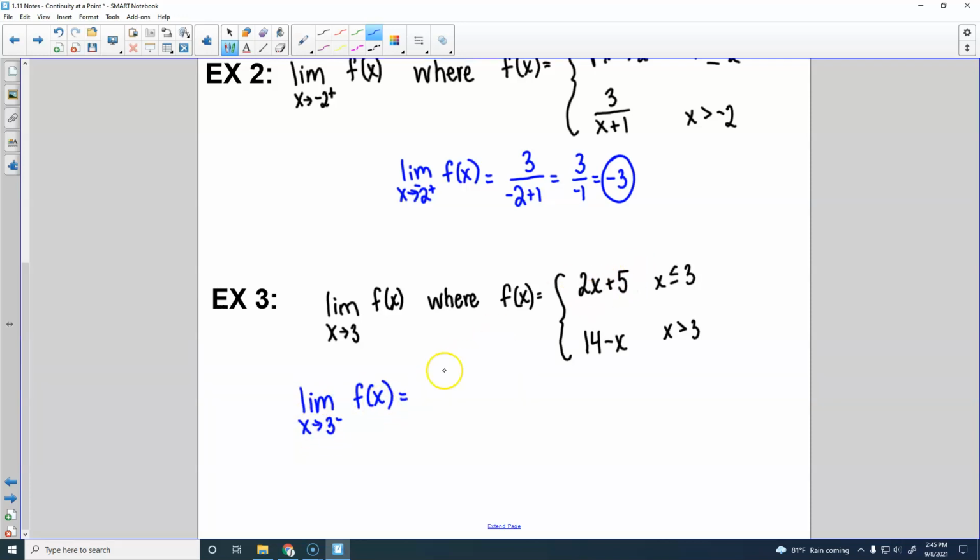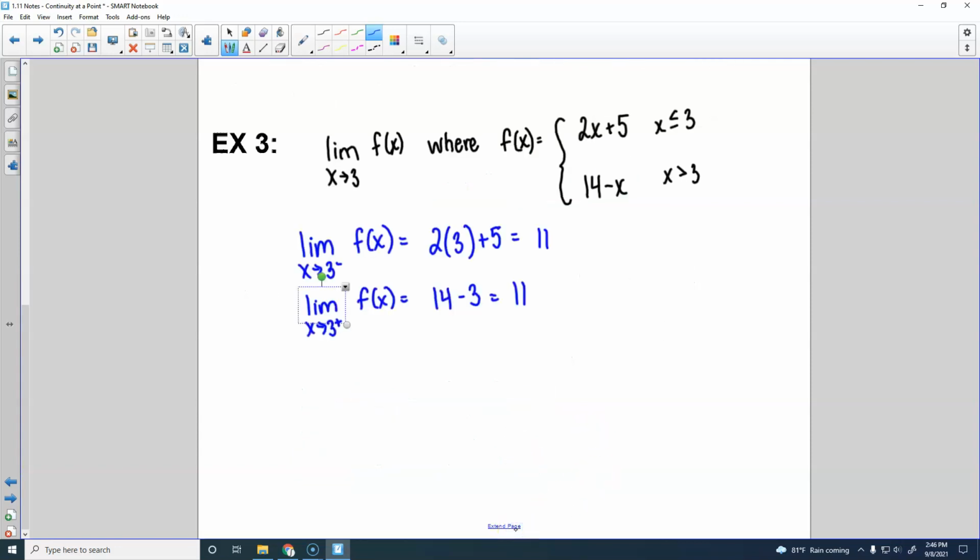So you've got to put this limit notation, limit as x approaches 3 from the left of f of x, and then you can show where you plug 3 into that top equation, because it's the one that's going to be on the left. So that's going to give you 6 plus 5, which is 11. So your limit from the left is 11. You also need to do your limit as x approaches 3 from the right of f of x, which is going to use that bottom function this time. That's the one that will be on the right side. So that's going to be 14 minus 3, which also gives you 11.